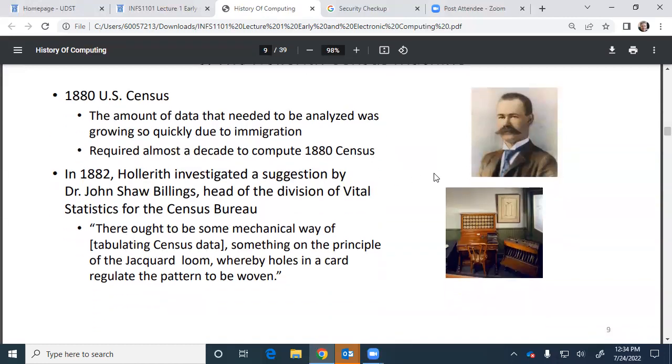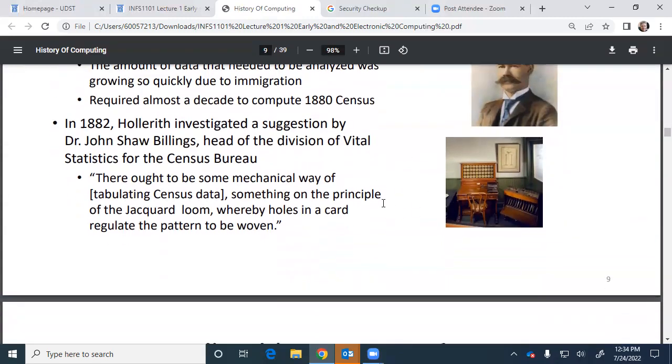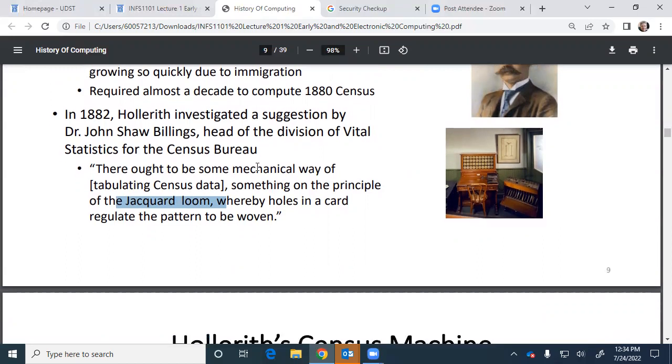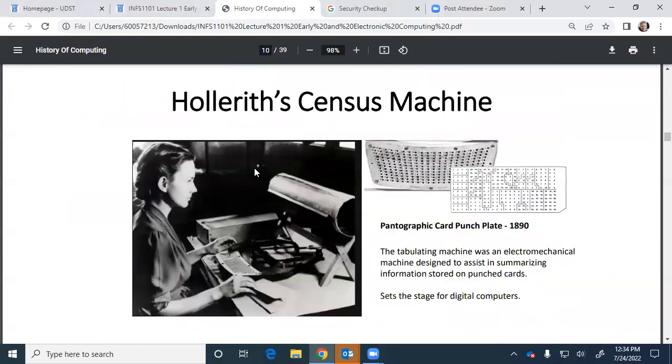And so that was the problem. How do we shorten that time? And so Hollerith came up with a punch card type idea. He basically got his idea from the Jacquard loom, which was using a punch card. So he was using a punch card to represent numbers and things like that, so that the raw information could be analyzed into something better.